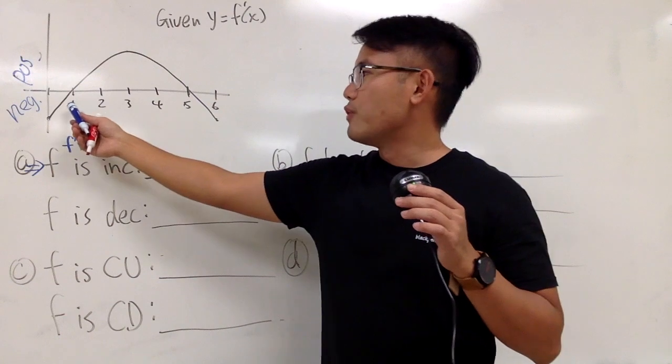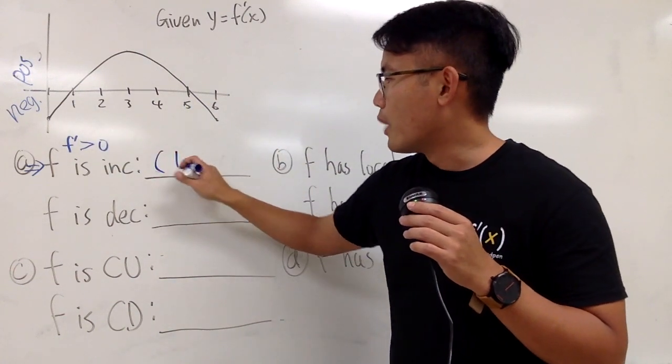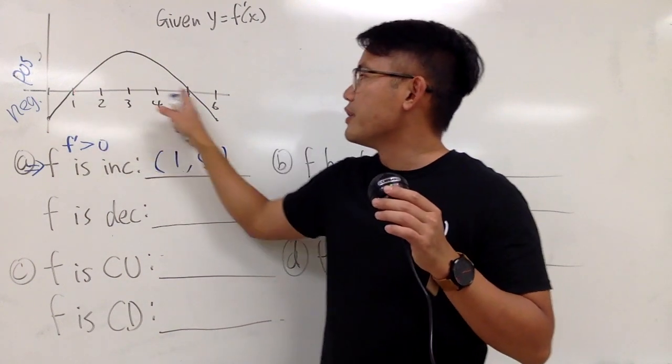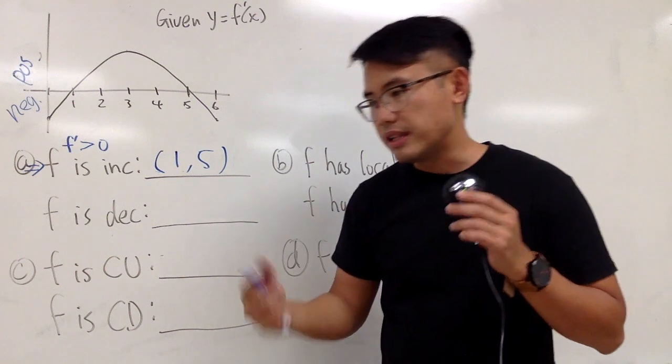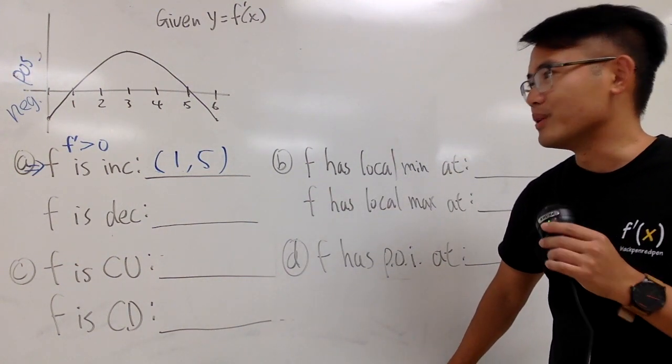So it seems that we have from 1 to 5. And let me just write it down with interval notation, from 1 to 5. And we don't include the endpoints because at here and here, the derivative is 0, so it's technically not really increasing over there. All right, so that's pretty much what we can do.